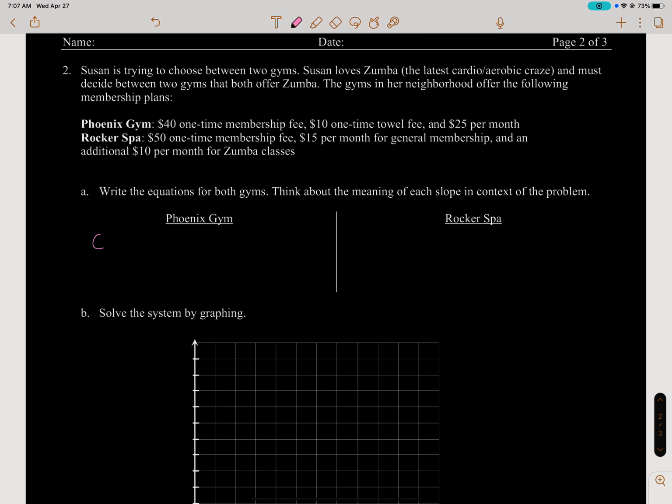So the Phoenix gym's cost would be that initial $40 fee.